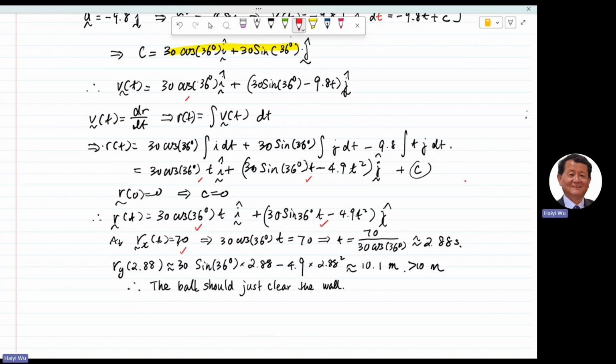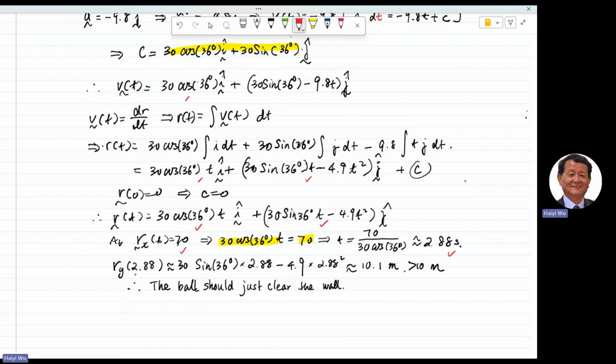Therefore, we set the x component equal to 70. We work out how long it takes the projectile, the particle, to fly horizontally 70 meters. So 70 divided by that is approximately 2.88 seconds.